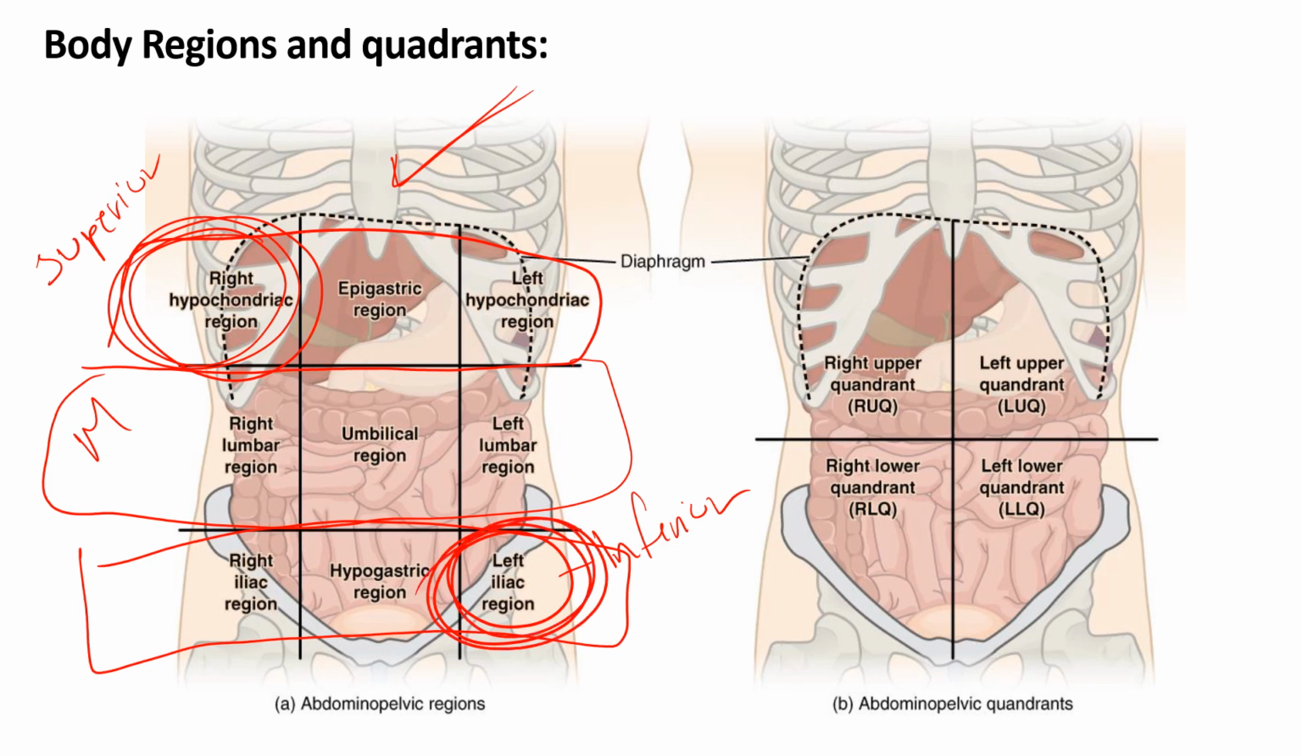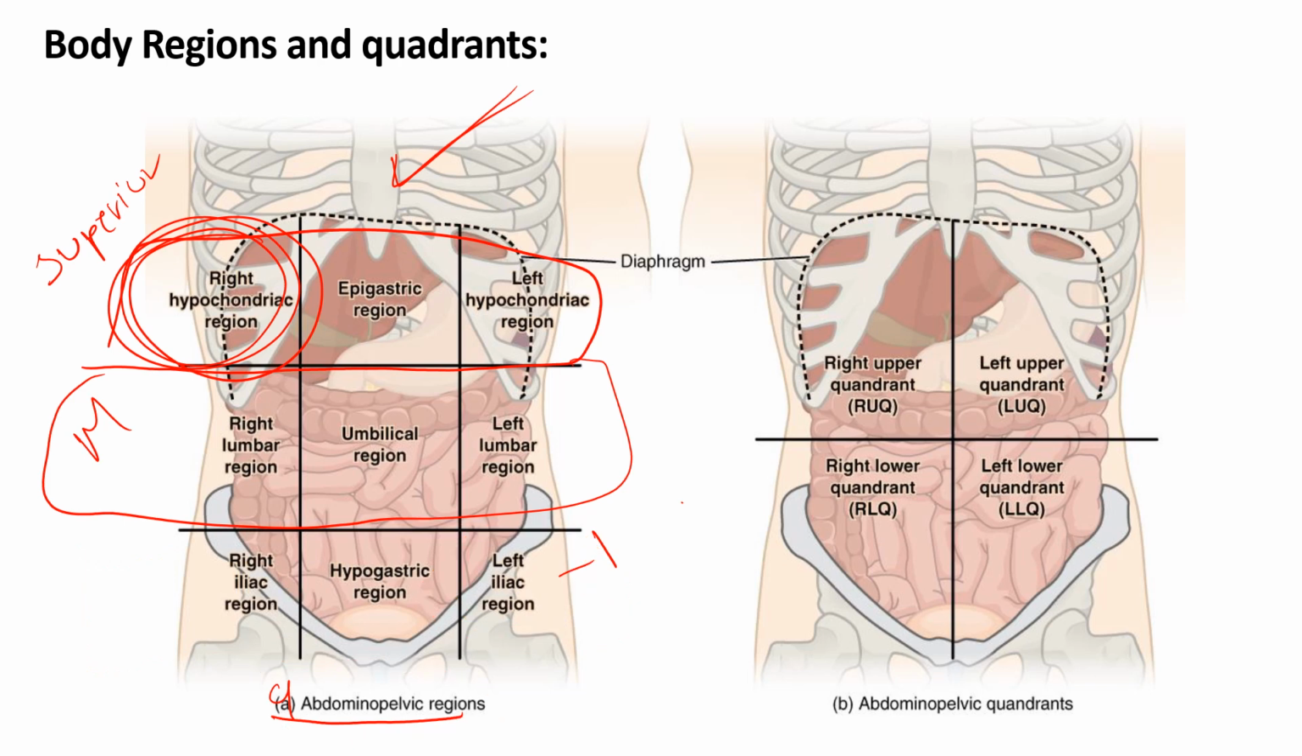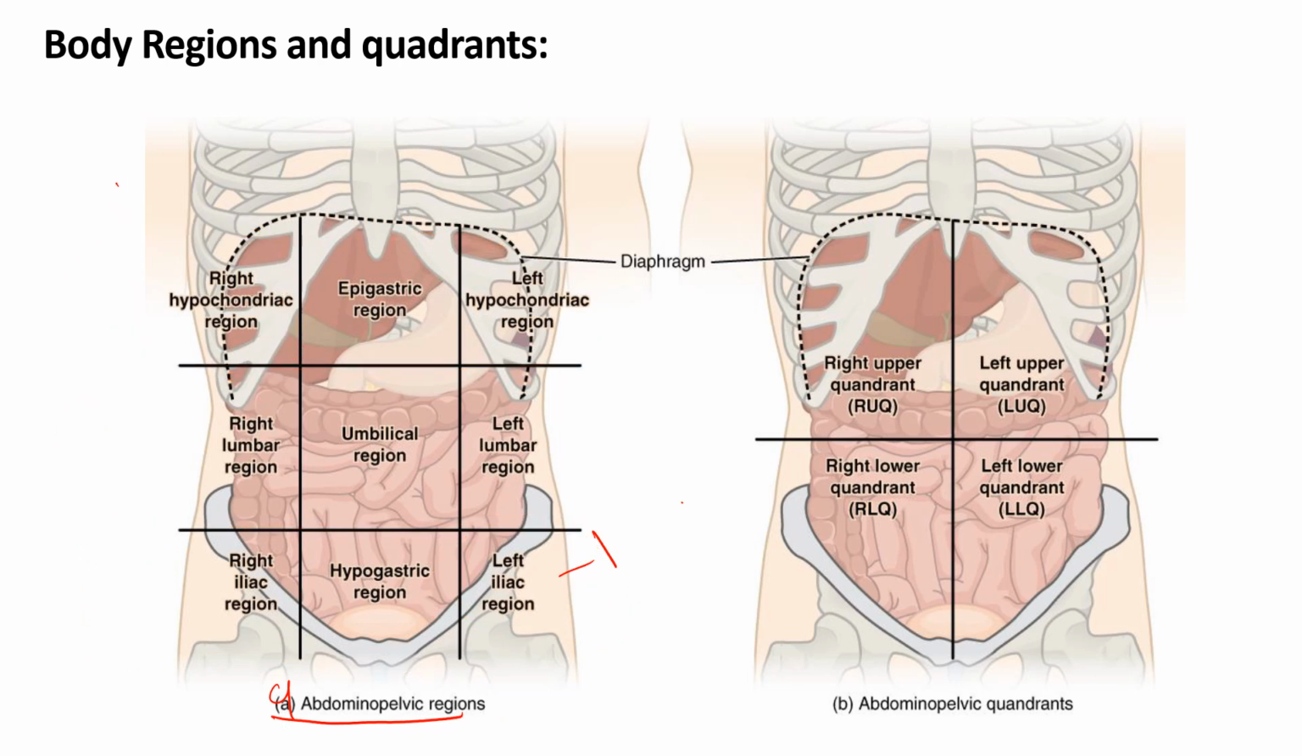So be careful with this when we use superior, middle, or inferior in the abdomen, especially if we try to ask you something about the 9 abdominal pelvic regions. So let's review those regions. Let's begin with the superior part. So in the middle, we have the epigastric region. Now it's called the epigastric region.